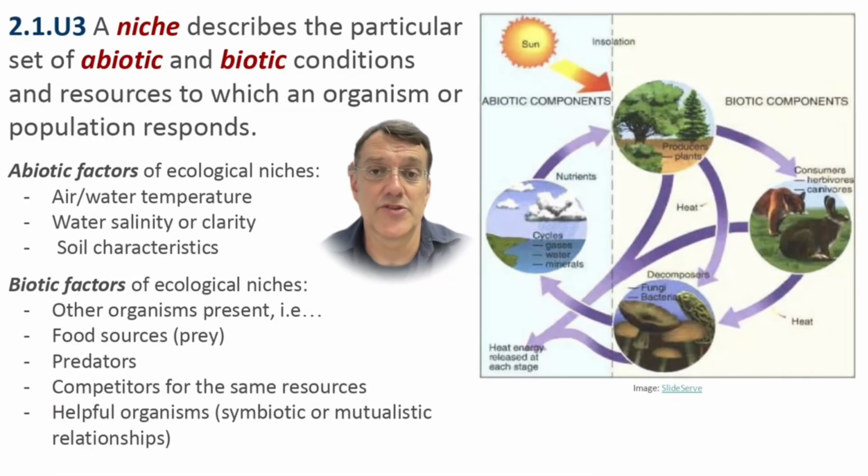An ecological niche describes the particular set of abiotic and biotic conditions and resources to which an organism or population responds. The abiotic factors of ecological niches include physical elements like temperature, water salinity, and soil characteristics. Biotic factors include interactions with other organisms, such as food sources, predators, competitors, and beneficial organisms.